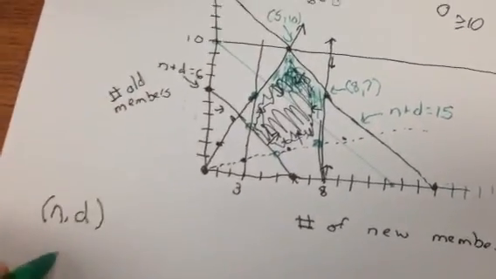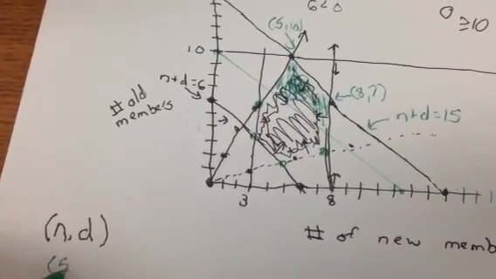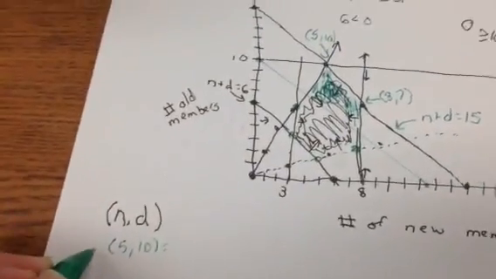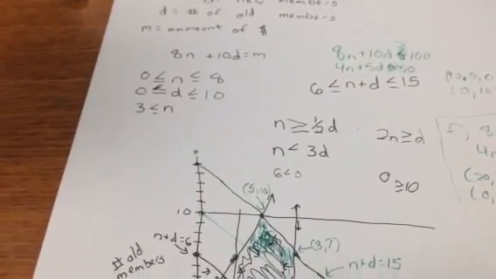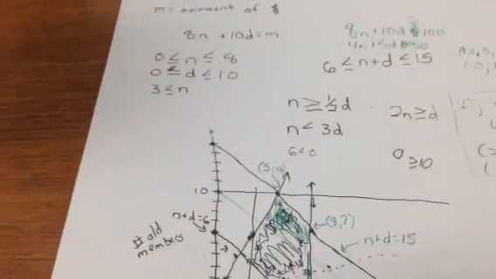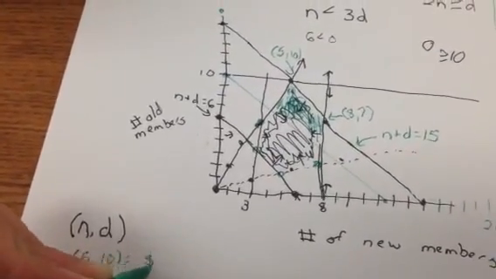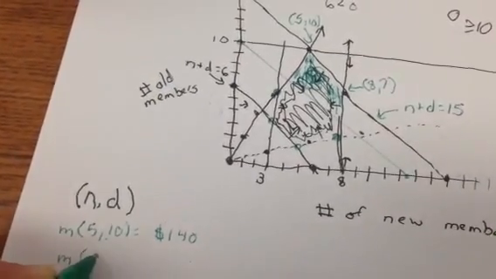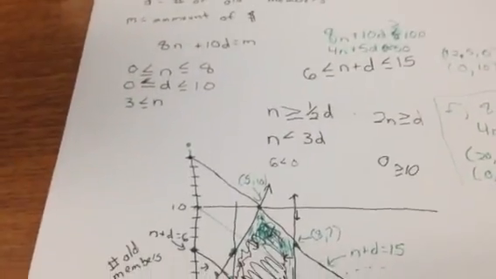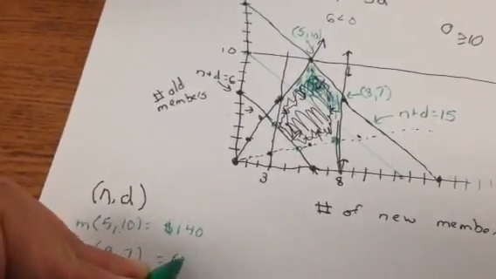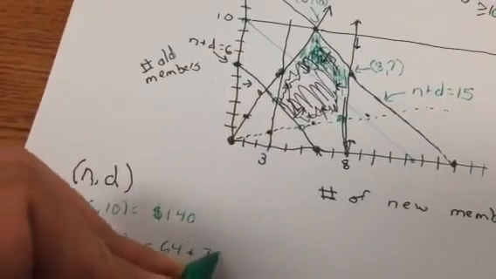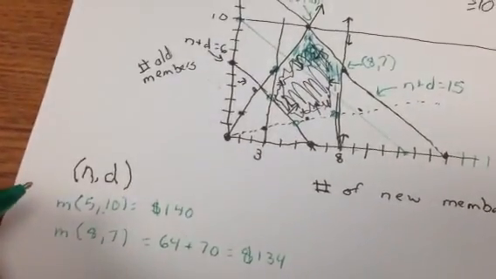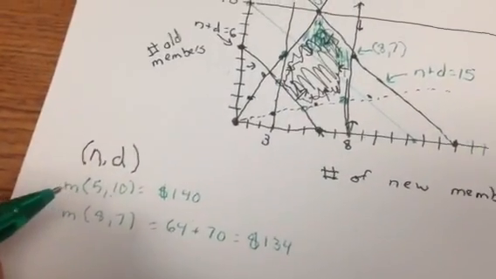So let's go ahead and see. When we have 5 new and 10 old, that will give us the amount of money according to 5 new and 10 old. So that's 40 plus 100, 140. And then we want to figure out the amount of money made from 8 new, 7 old. Well, let's see here. 8 new is $64. Plus 7 times 10 is 70. $134. So that tells us that 140 is the maximum that could be made.